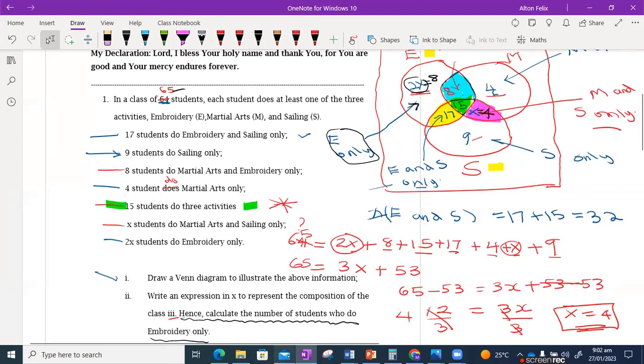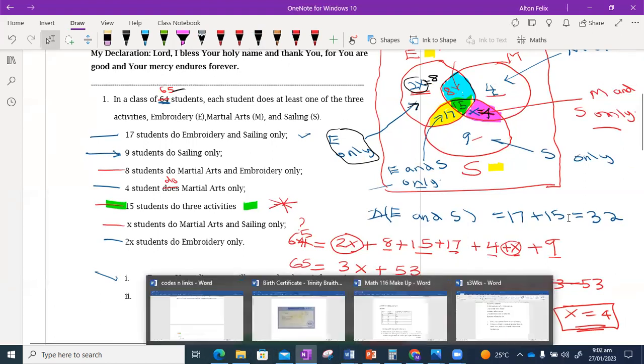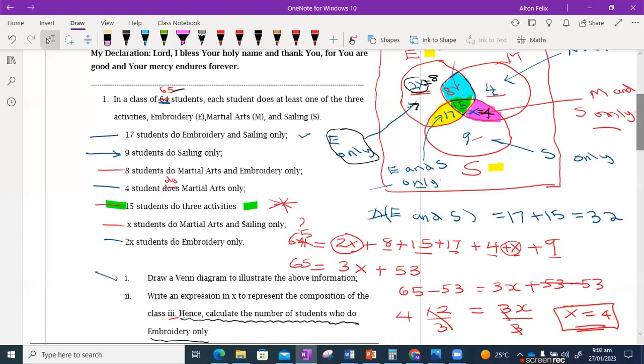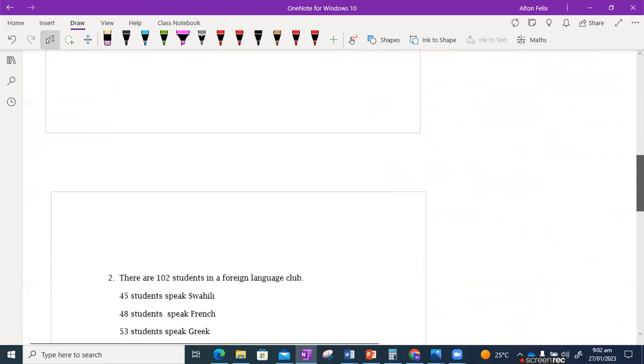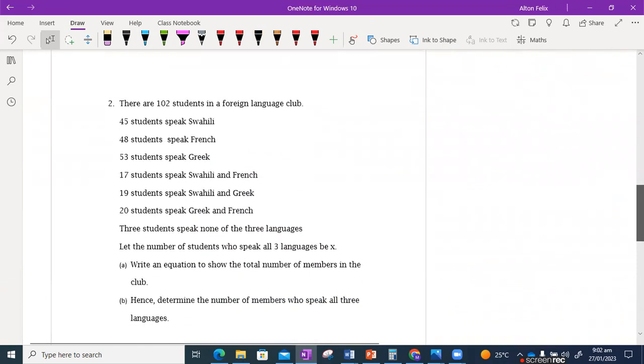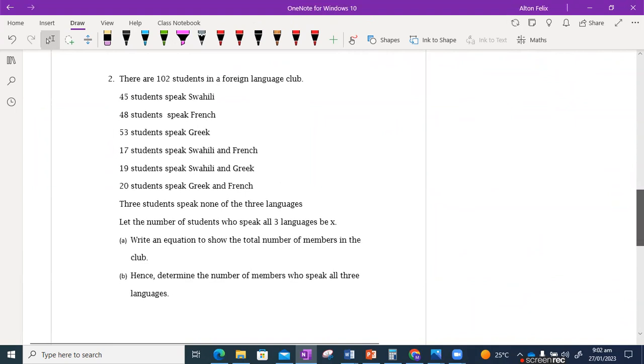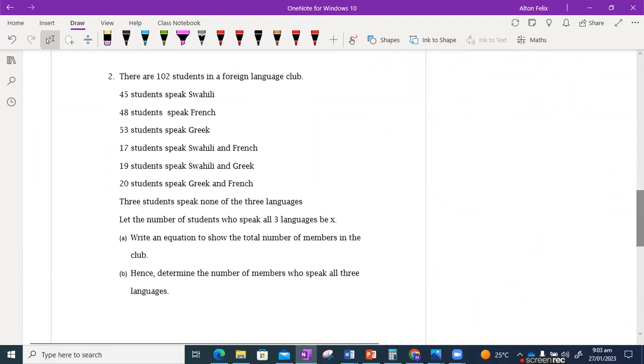Okay, let's go to question number 2. That was really a nice question right there. Question number 2, another 3 sets problem. There are 102 students in a foreign language club. 45 students speak Swahili, 48 French, 53 Greek. 17 speak Swahili and French, 19 Swahili and Greek, 20 Greek and French. 3 students speak none of the 3 languages.